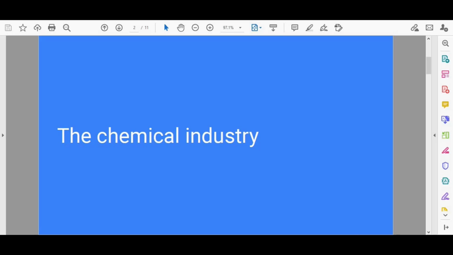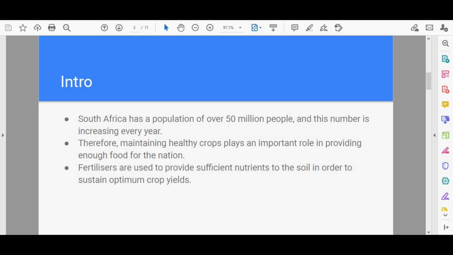So what does chemistry or the chemical industry have to do with the fertilizer industry? Okay, just a bit of introduction first. You don't need to take this down. But South Africa, obviously, we have a population that's about over 50 million people currently. But that number is currently, as we speak, also increasing. So, obviously, fertilizers are used in the maintenance of healthy crops, because that plays an important role to provide enough food for the nation, in terms of vegetables and fruits, etc.